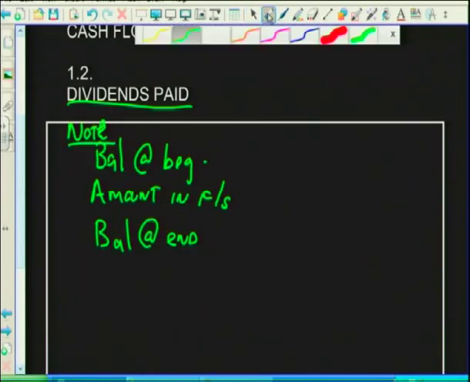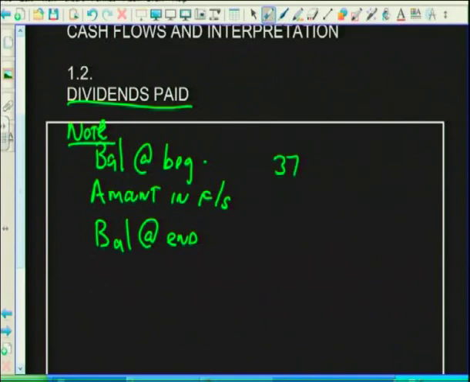Beginning of the year, we are owing our shareholders an amount of 37,966. This must be in brackets. It represents an outflow of cash. Amount in your financial statements. In other words, what is your ordinary share dividends for this year?